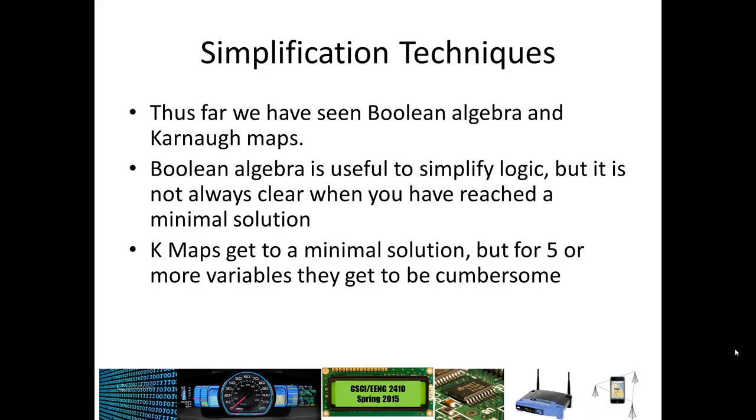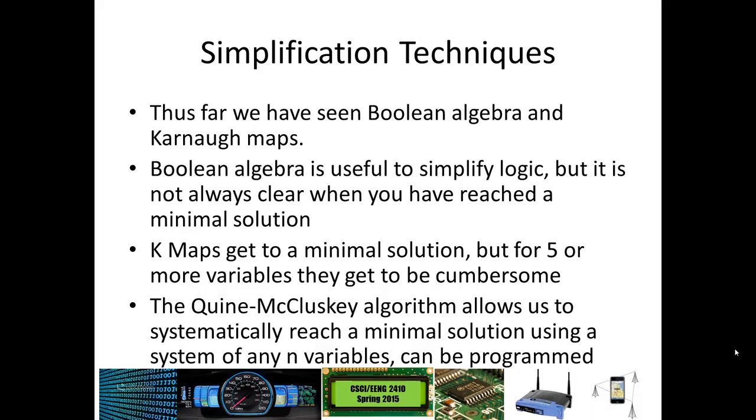We also have seen Karnaugh maps, or K-maps for short. That's a way to graphically reduce things. It did get us toward a minimal solution, but as you saw with the five-variable K-maps, it gets pretty cumbersome if you have a lot of variables, and really going beyond five variables is pretty much not feasible with this particular method. You don't really want to go much more than about four variables with Karnaugh maps for simplification.